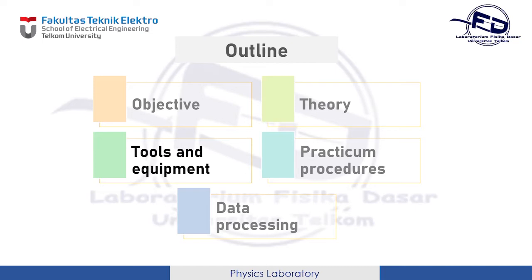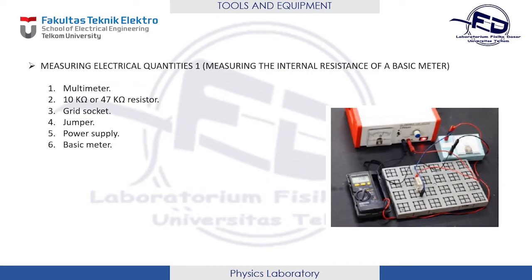Next, we need to know about the tools and equipment that we use. Measuring electrical quantities 1: measuring the internal resistance of a basic meter. Tools and equipment: first, multimeter. Second, 10 kilo ohm or 47 kilo ohm resistor. Third is grid socket, the gray one. For jumper, the red and black cable. Power supply, and basic meter.